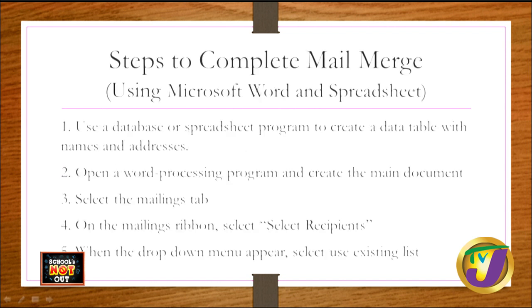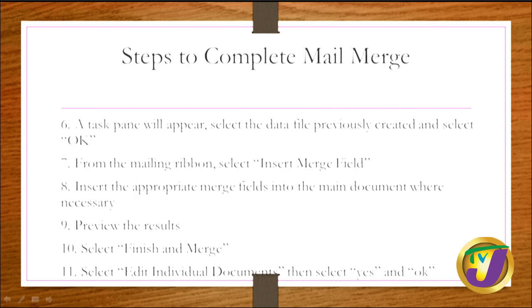All right, so here are the steps that we use to complete mail merge. And these are the steps that we may apply to complete mail merge using Microsoft Word and spreadsheet, which is Microsoft Excel. So we can also apply these steps if we are completing mail merge using Microsoft Word and Microsoft Access. So these are the steps that we'll be following. We are going to be using a database created or a spreadsheet, which is a table that contains all the names and the addresses. We'll also be opening Microsoft Word, and the main document has been created ahead of time, and we'll be selecting the mailings tab. These are the other steps that we'll be following: going to the mailings ribbon, selecting select recipients, and when the drop-down menu appears, we use an existing list, which has already been created.